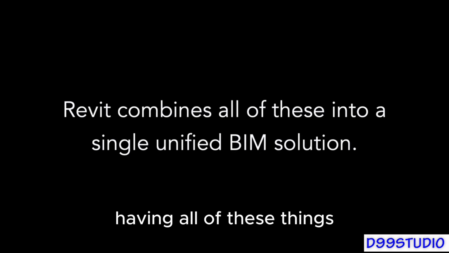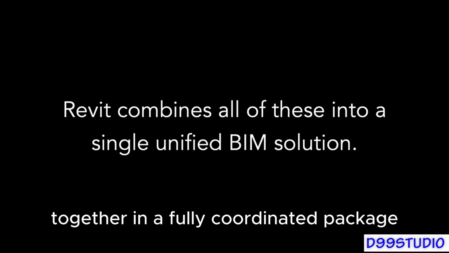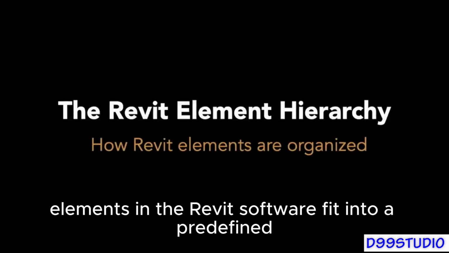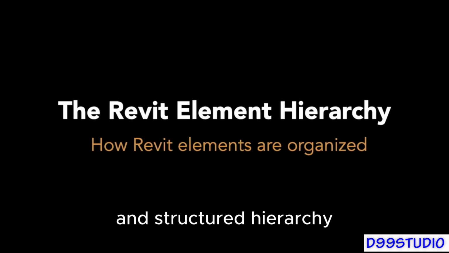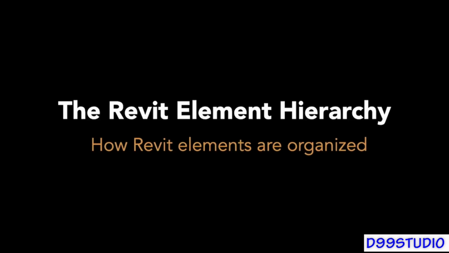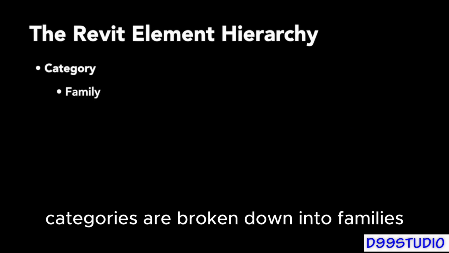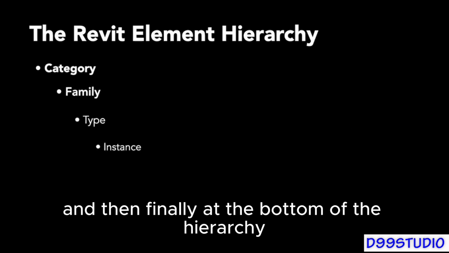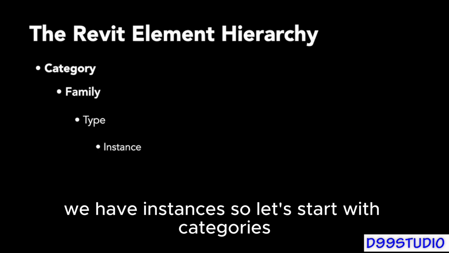Having all of these things together in a fully coordinated package is why Revit gives us a fully implemented BIM solution. All elements in the Revit software fit into a predefined and structured hierarchy. At the top of that hierarchy, we have categories. Categories are broken down into families. Families can have one or more types. And then finally, at the bottom of the hierarchy, we have instances.